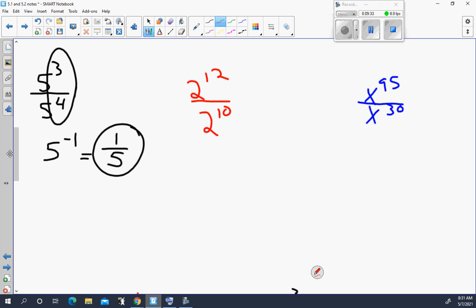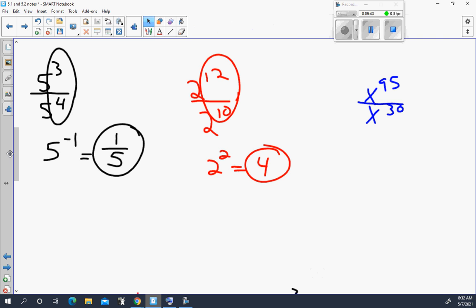Oh, this one, 2 to the 12 divided by 2 to the 10. 12 minus 10, that's 2. What's 2 squared? That's 4. Oh, this one, x to the 95th over x to the 30th. What's 95 minus 30? 65.